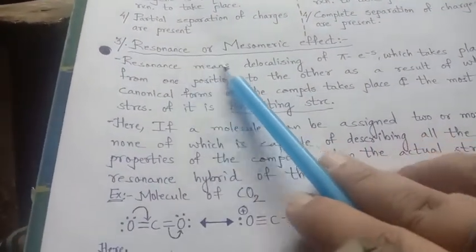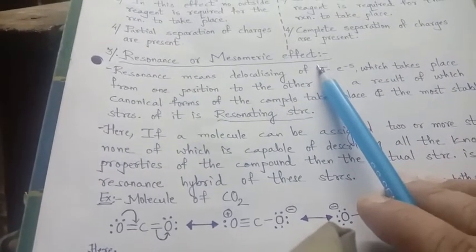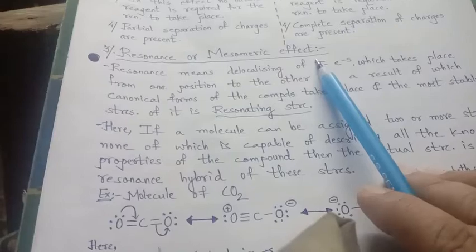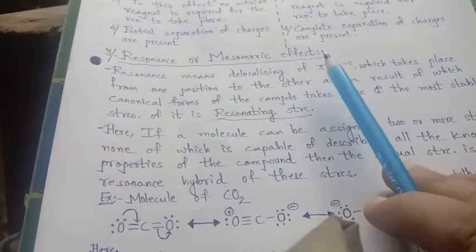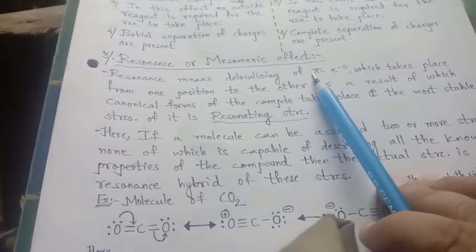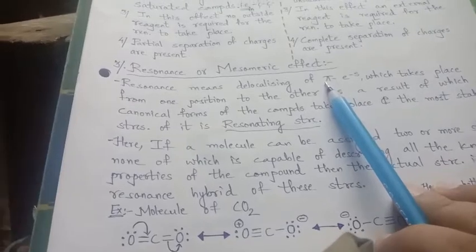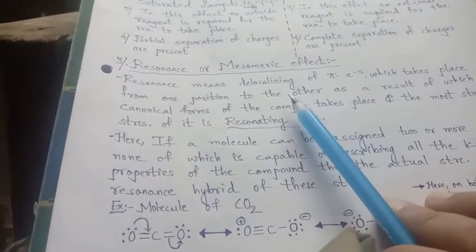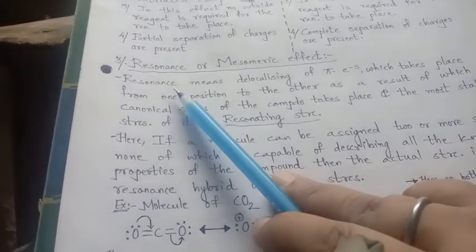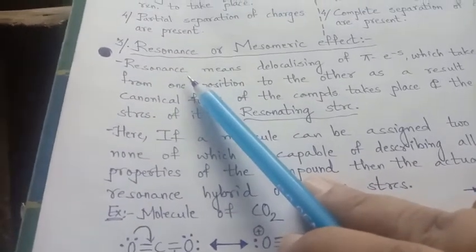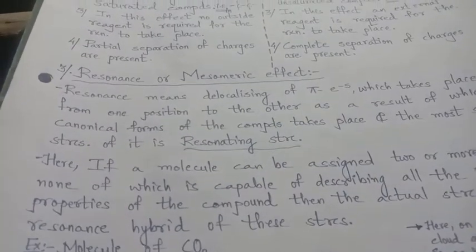It is the resonance or mesomeric effect, right? Very important effect because it is mostly for the cyclic compounds, and benzene and the benzene family or the derivatives of benzene all depend on this effect. So let us see now what is resonance. Resonance means delocalizing of pi electrons, right?